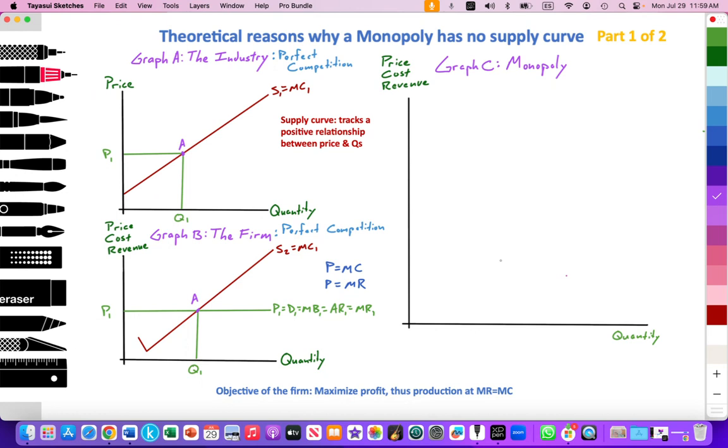They have a marginal cost curve, but it can't be considered a supply curve because we assume with a supply curve that it's tracking a positive relationship between price and the quantity of supply.